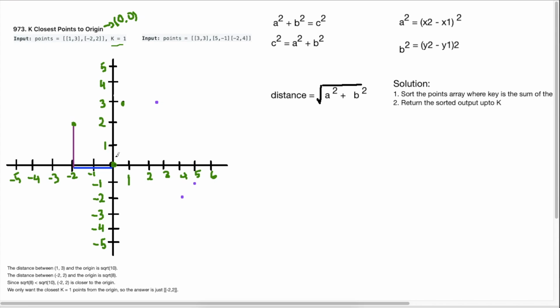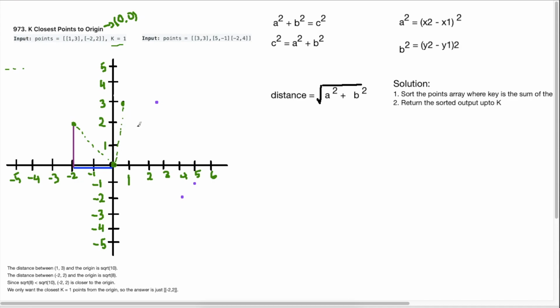Now, what we need to do is figure out how do we calculate the distance from this point to this point, and from this point to this point. So let me draw that out so it's a little more clear. We're looking for the distance from here to here and from here to here, and then we need to compare these two distances, these two dashed lines, and find out which one is the closest and return that answer. Okay, so how do we find the distance between 2 points?